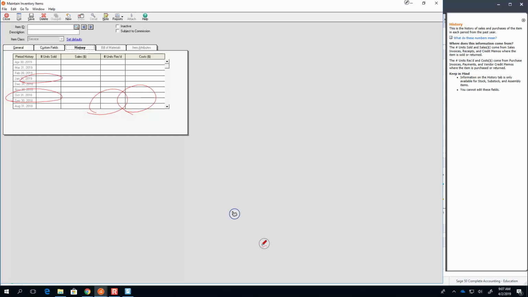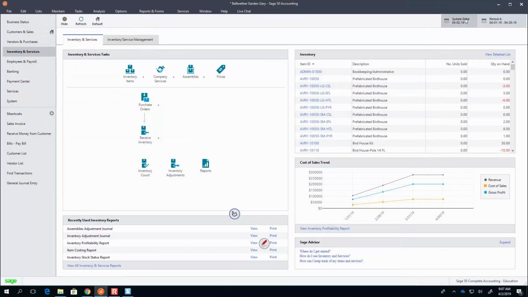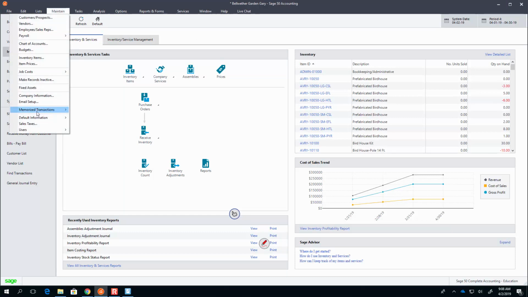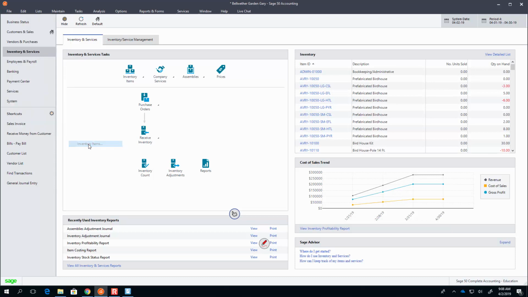I don't have it listed here. I have it all under the default section. So let me go to the default section. Let me clear off this screen. Oh, it's gone already. So under maintain, default, and inventory items.